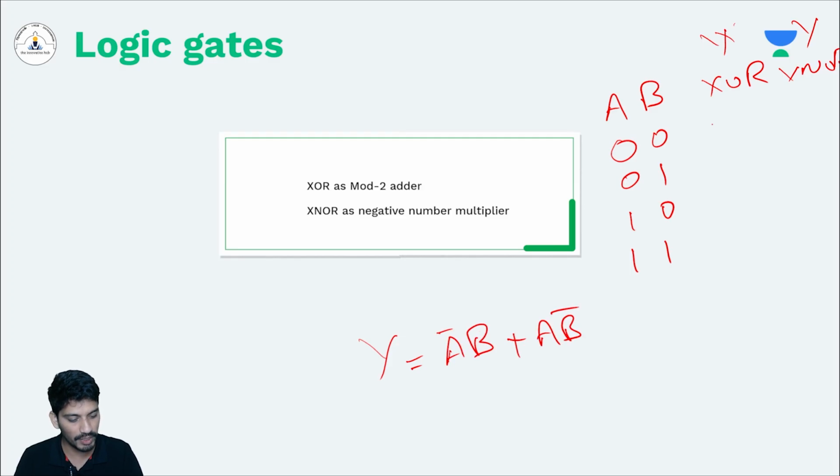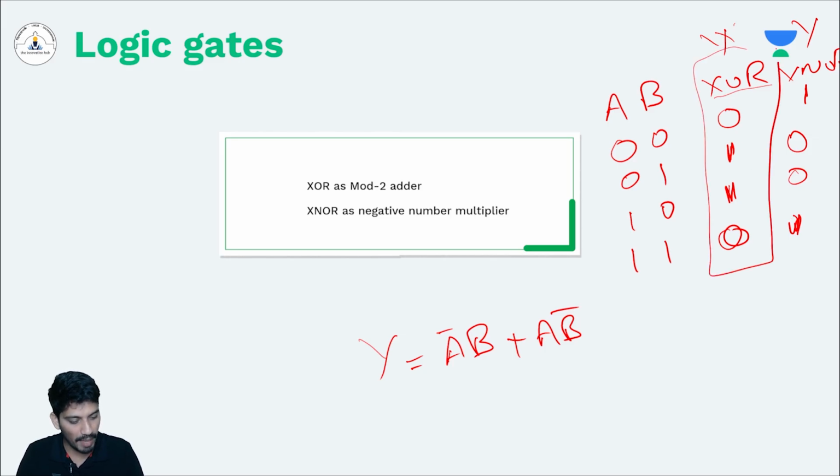So if both the inputs are 0, 0, the output is 0. If one of the inputs is 1, the output will be 1. And if both the inputs are 1, 1, output is 0. Similarly, the XNOR output is just inverted output of XOR. So 1, 0, 0 and 1, right? So you can clearly observe there is a pattern happening here.